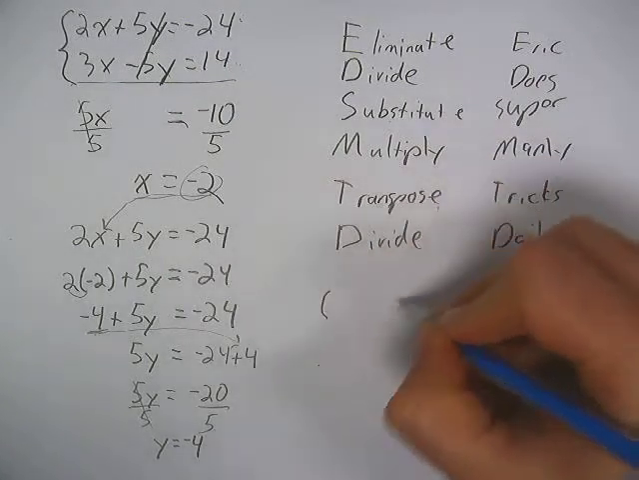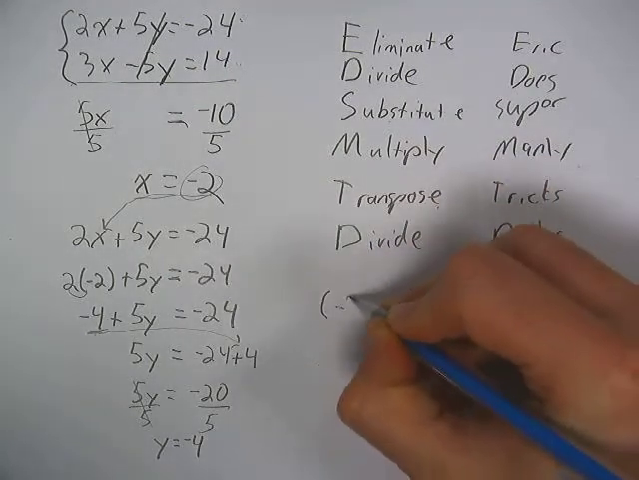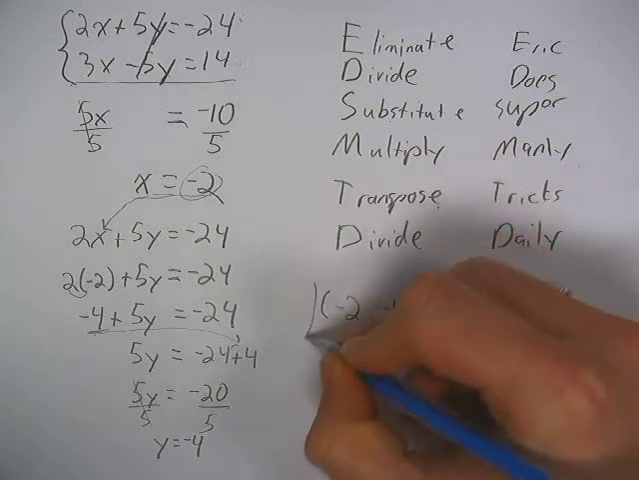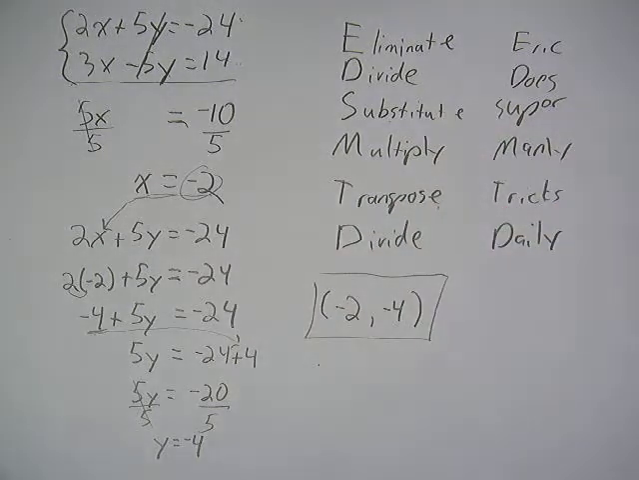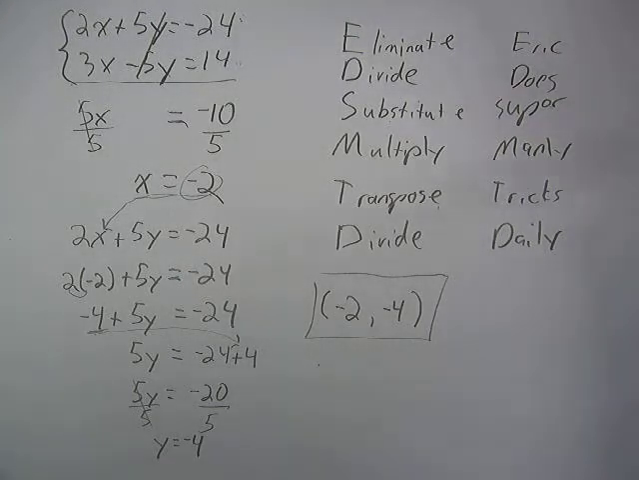Now, just like always on these problems, if I have an xy pair, I want to write my answer as an xy coordinate. So I'll write it as negative 2, negative 4. And there's my answer. Now, a couple things to keep in mind.